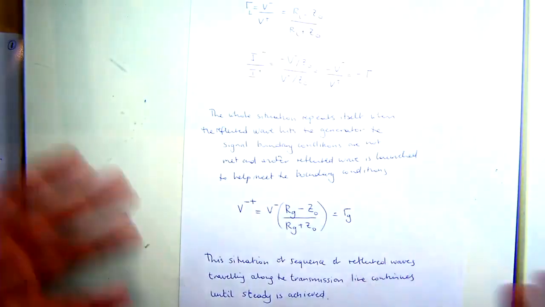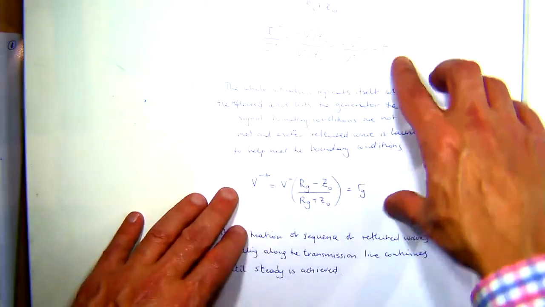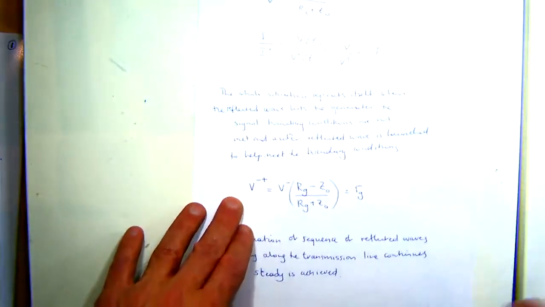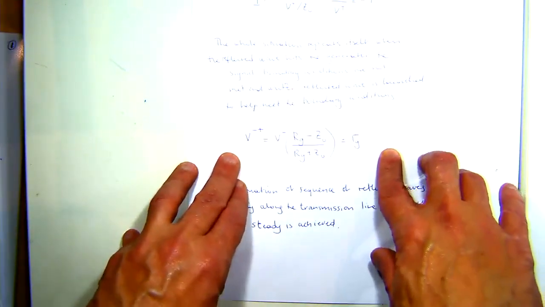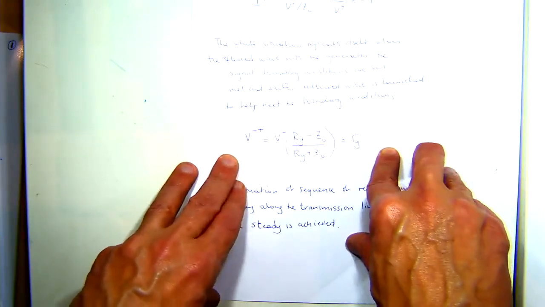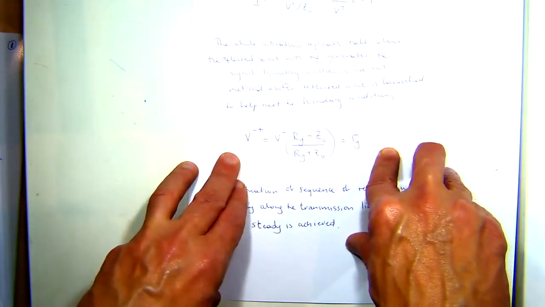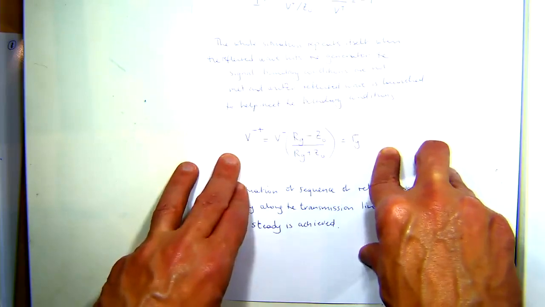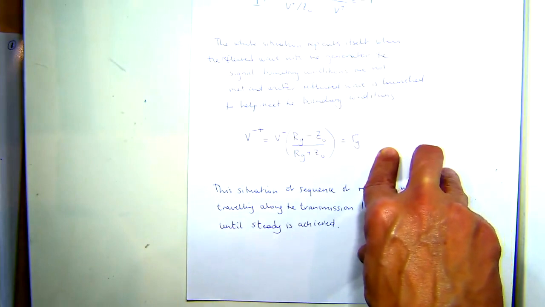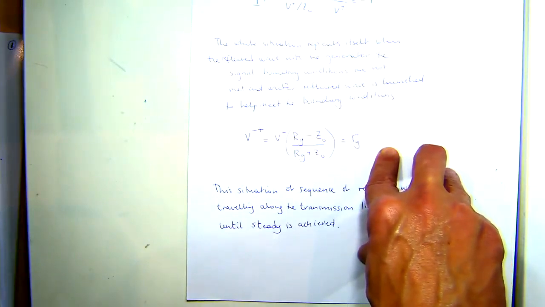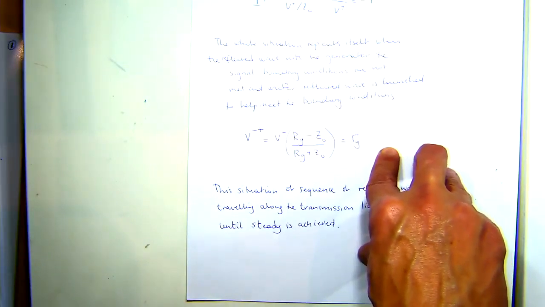And essentially what we've determined there is that we now have a positive and negative going wave. The same situation occurs when we hit the discontinuity at the generator, and we get another reflected wave depending on the characteristic impedance of the line and the source impedance of the generator.